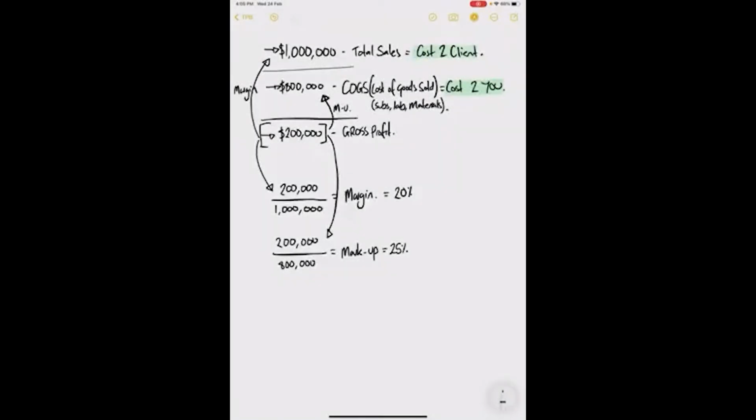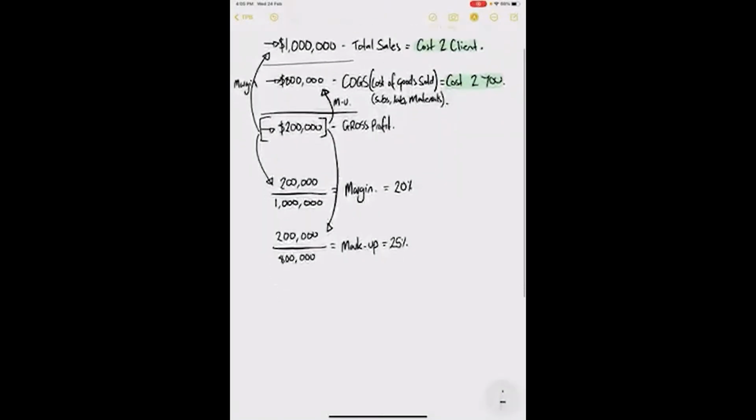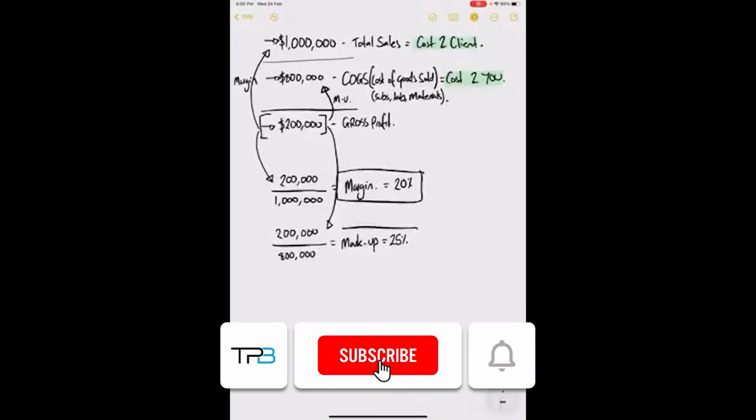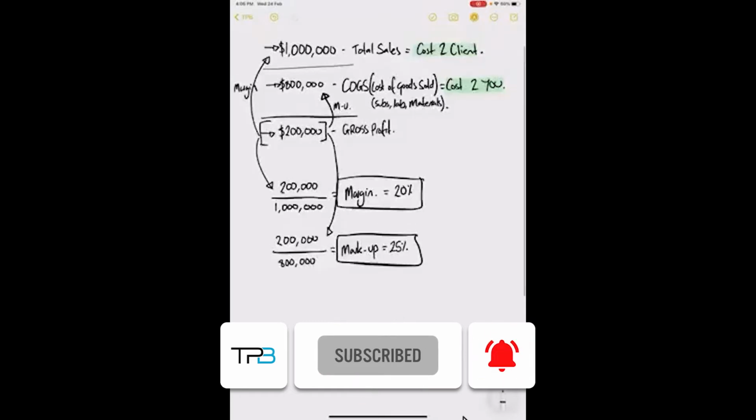I wanted to shoot this video because I've had a couple of questions recently around how do I calculate my margin and how is it different to my markup? And I wanted to run you through a couple of things.